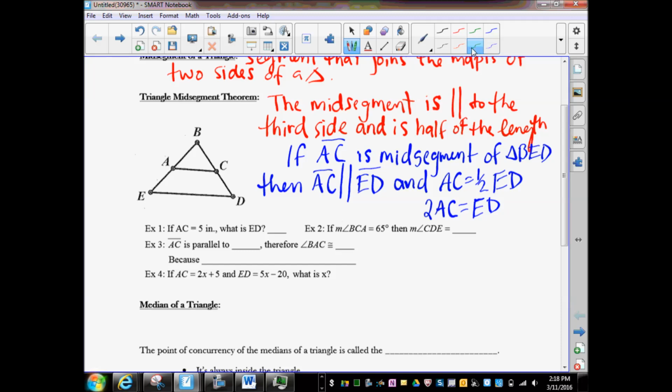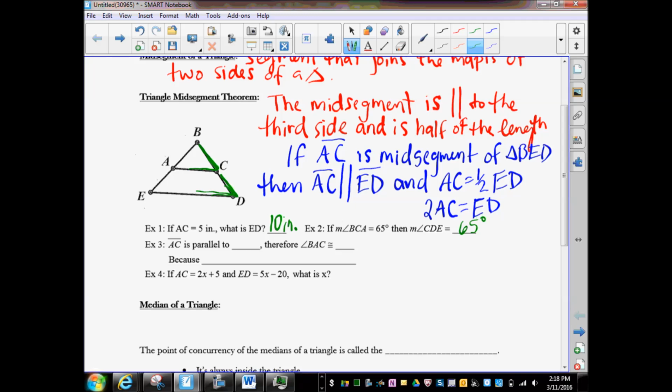If AC equals 5 inches, ED is? 10 what? Inches. If measure BCA is 65 degrees, what is the measure of CDE? 130. 65 degrees. Oh. Angle BCA.